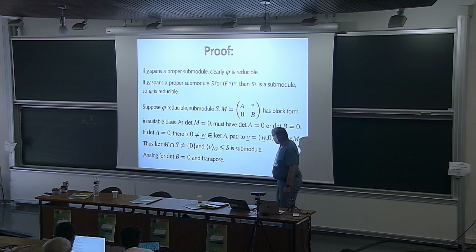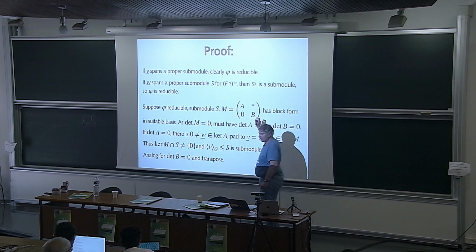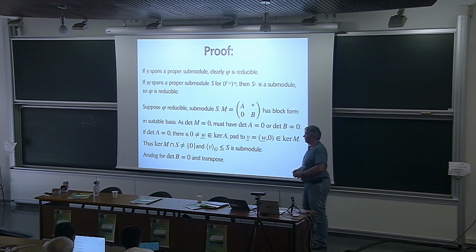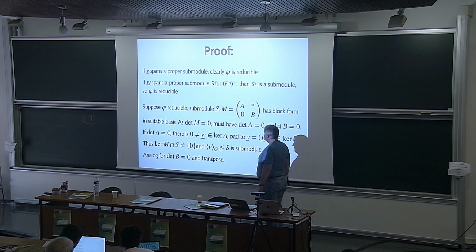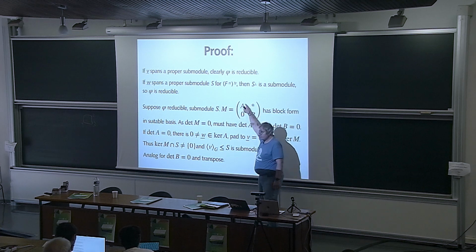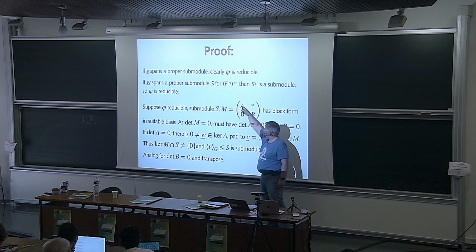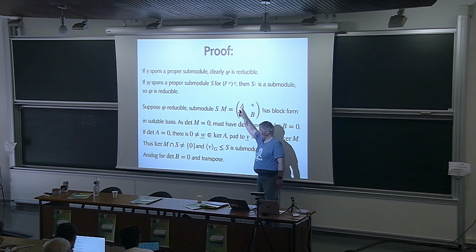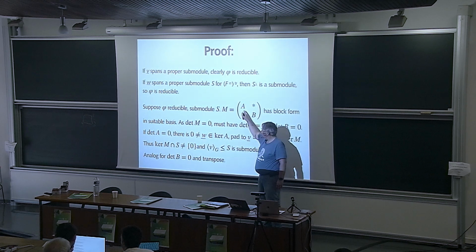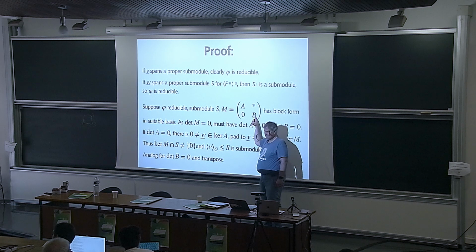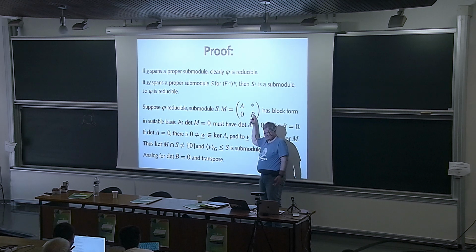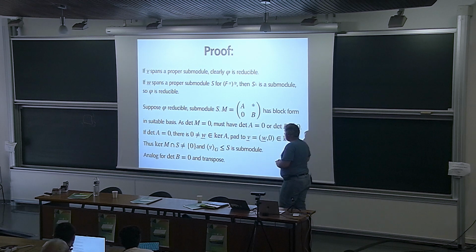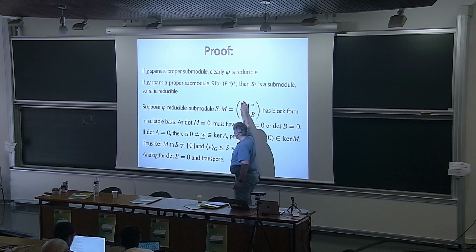Why do I have to have an element in one of the two kernels which will expose that submodule? Well, and that is now essentially first linear algebra class. This matrix, it was chosen to have a non-trivial kernel. That means the determinant of this matrix is 0. That means we have the determinant of this submatrix A is 0, or the determinant of the submatrix B is 0, or both. But one of the two determinants needs to be 0. So let's assume the determinant of A is 0.